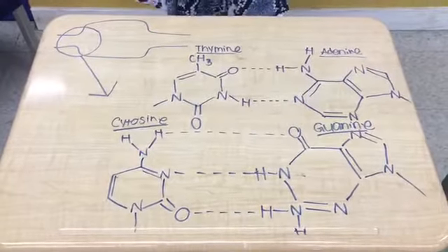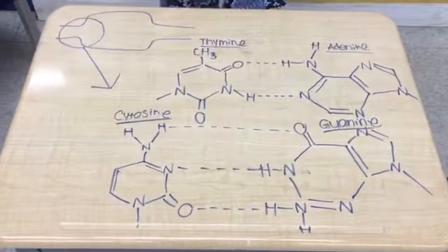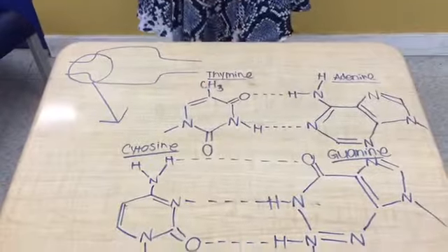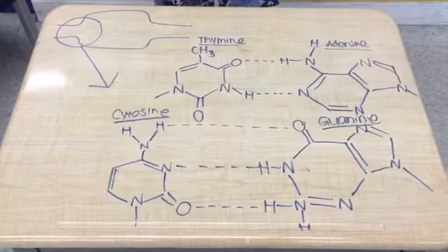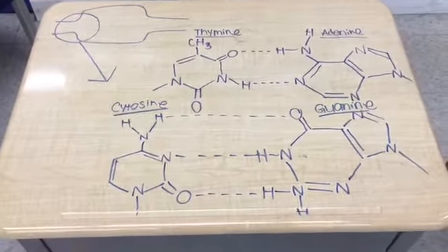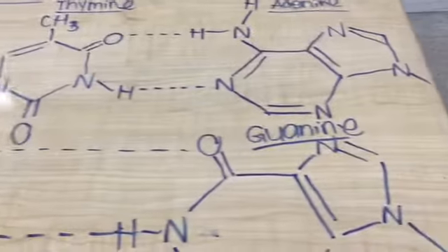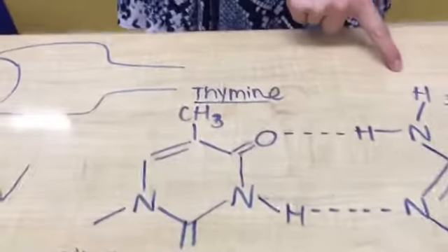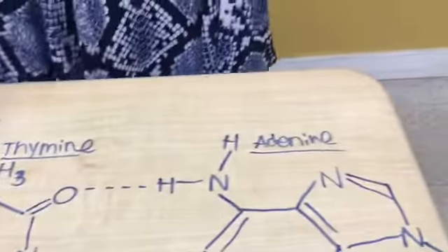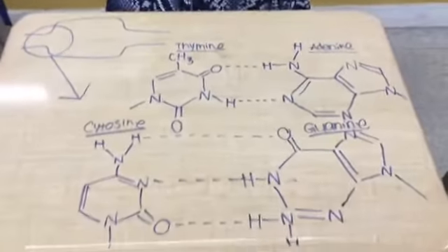Once the backbone is formed, the nitrogenous bases hydrogen bond, not covalent bond, to each other. The 4 nitrogenous bases are thymine, adenine, cytosine, and guanine. The thymine always bonds to the adenine, and the cytosine always bonds to the guanine. This is how the two backbones come together to form the double helix.